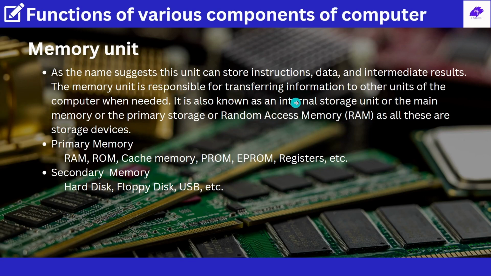It is also known as the internal storage unit, main memory, primary storage, or random access memory, as all these are storage devices. The memory unit consists of primary memory and secondary memory. These both are parts of the memory unit. Primary memory includes RAM, ROM, cache memory, PROM, EPROM. PROM is programmable ROM, which a programmer can program. EPROM is erasable programmable ROM, where you can erase the data and also reprogram it, registers, etc. Secondary memory includes hard disk, floppy disk, USB, etc.